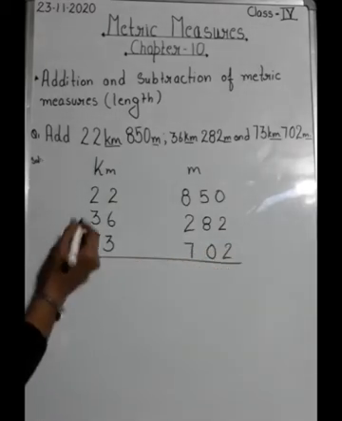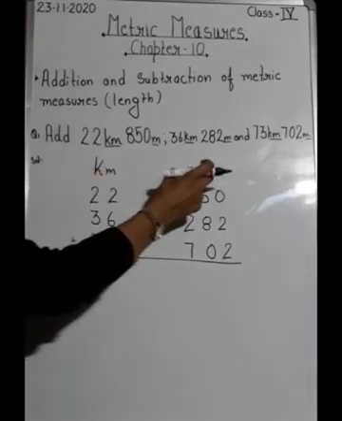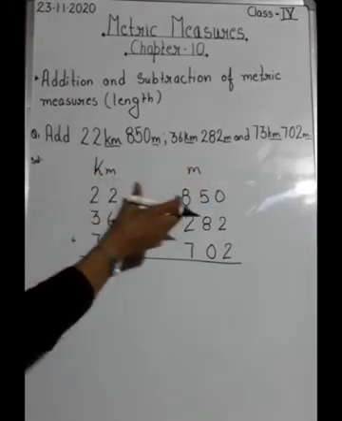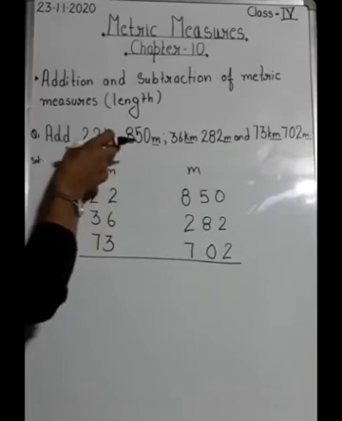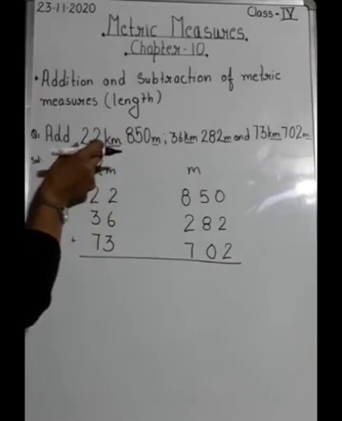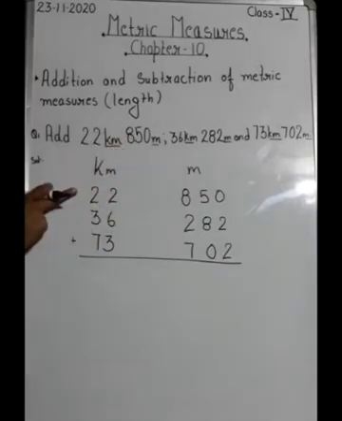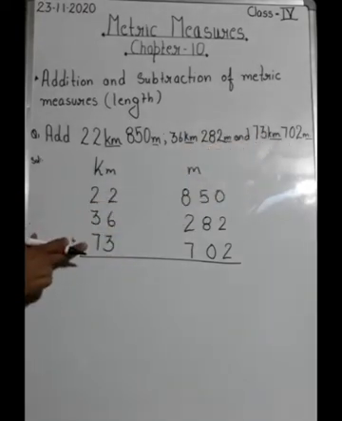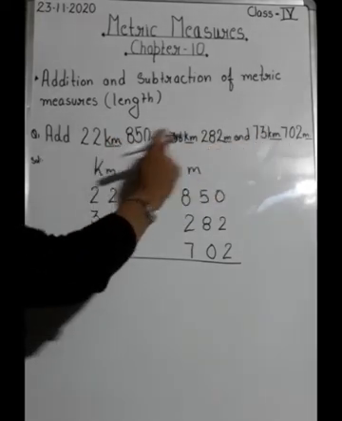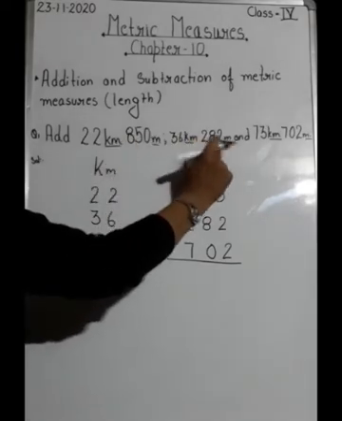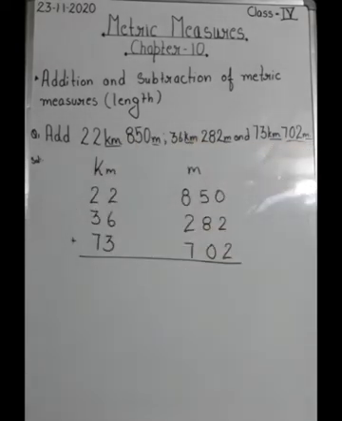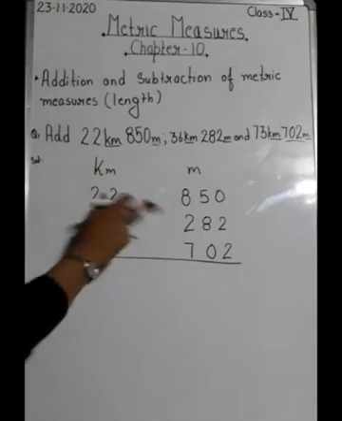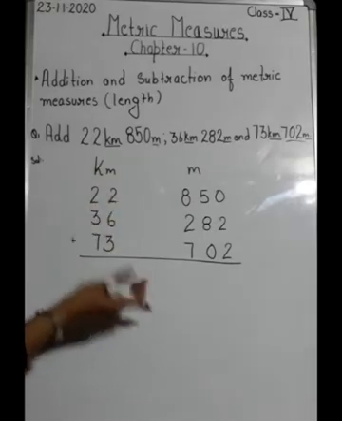Clear? So I have made two columns, one of kilometer, another one of meter, and I have written the digits according to the units they have given. Here 22 is in kilometer, so I have written 22, 36 and 73. As they all are in kilometer, I have written them in the column of kilometer, and 850, 282 and this 702 are in meter, so I have written them in the column of meter. Now you have to add them.